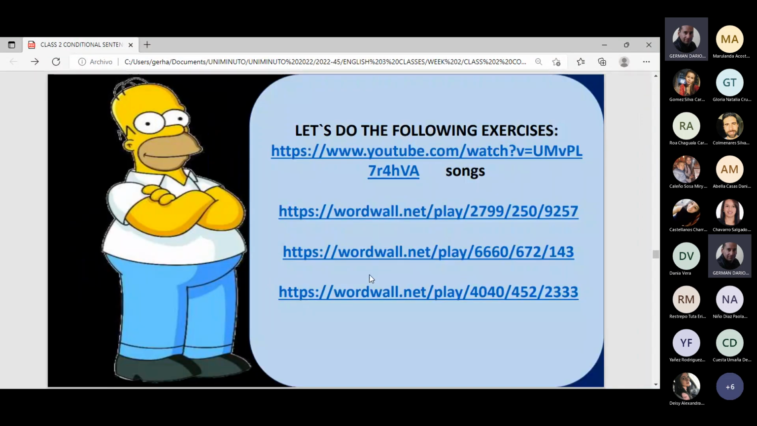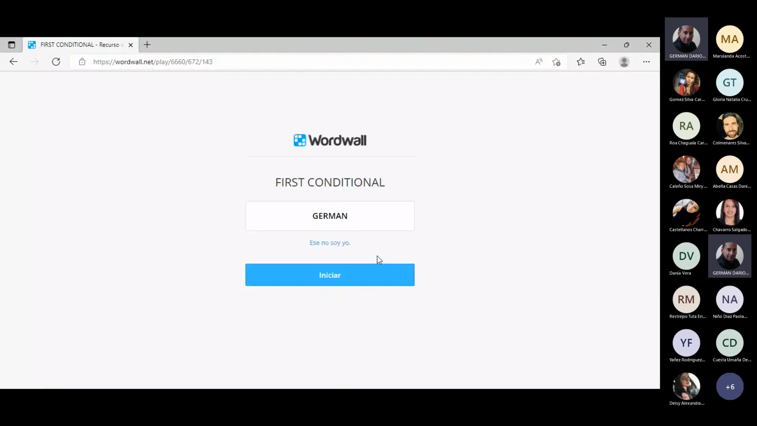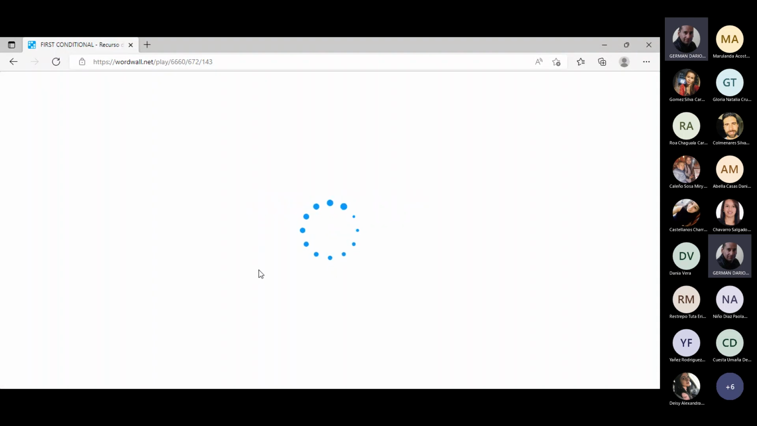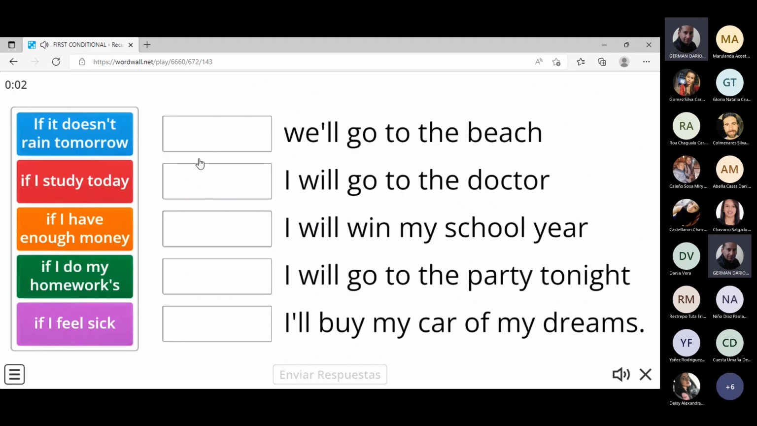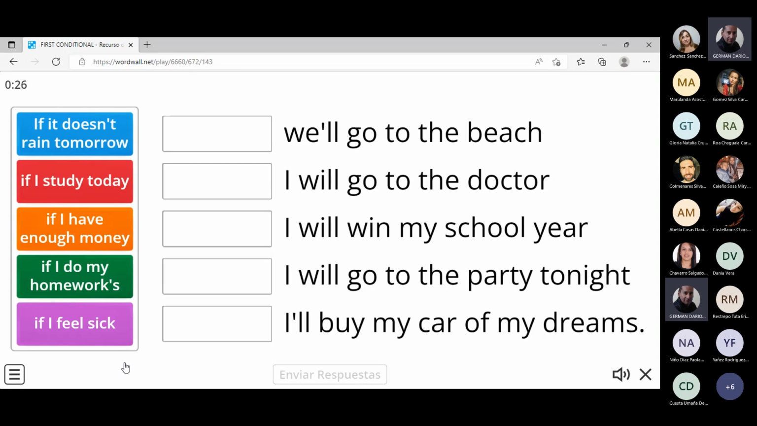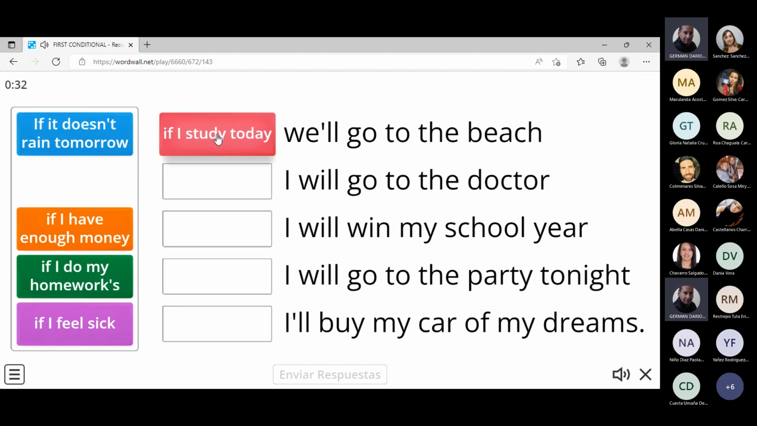Okay, let's check now the exercise number 2. One moment. Lady Sanchez. Number 1, we'll go to the beach. What is the answer for this conditional, to complete this conditional? What do you say, lady? Lady Sanchez. We'll go to the beach. What do you say? Lady. Hello, teacher. I no sé. If I study today, we'll go to the beach.